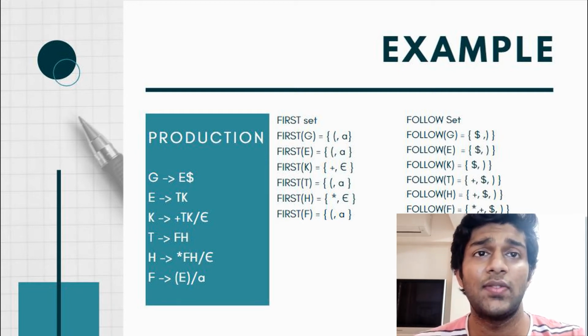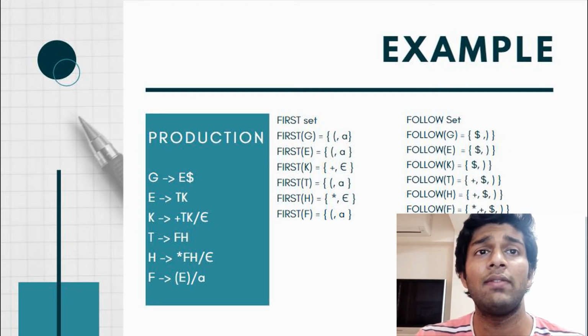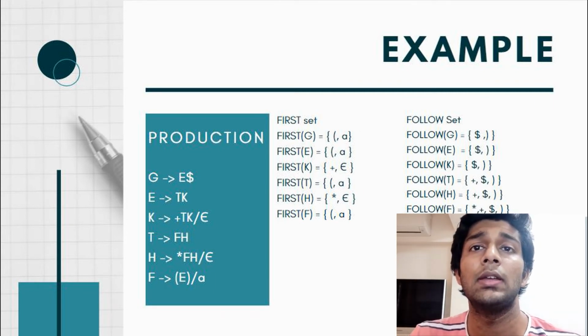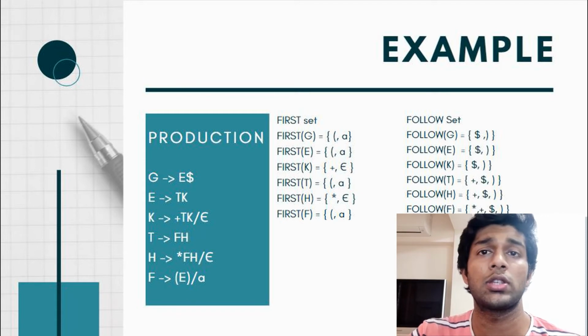So we add the plus first, and when we put epsilon in place of K, we see that follow of K happens to be follow of E. So we copy the whole thing from E. So now we have plus, dollar and closing brace.